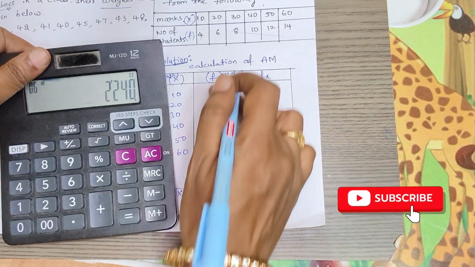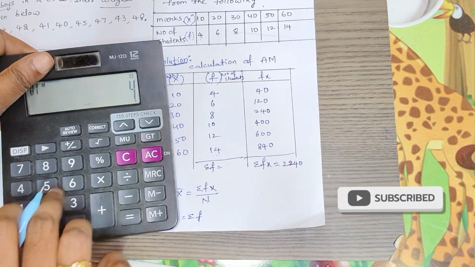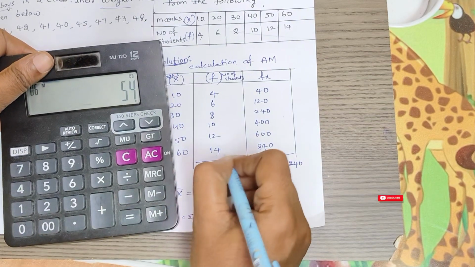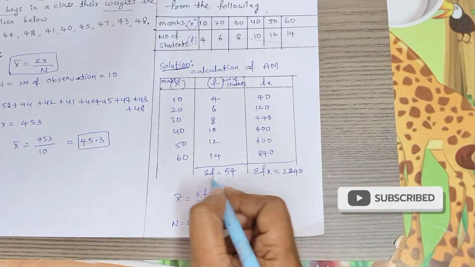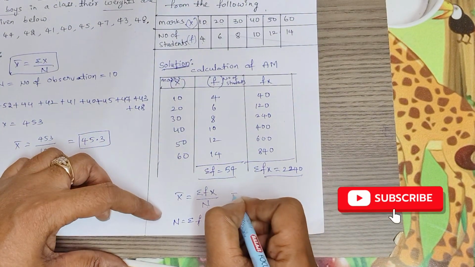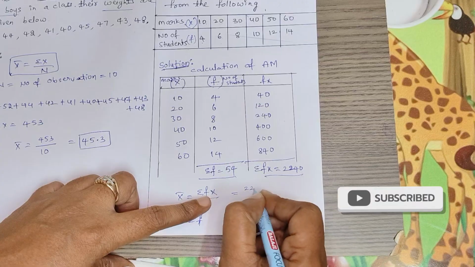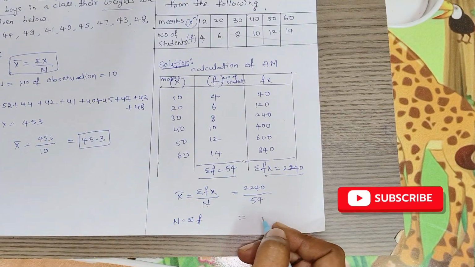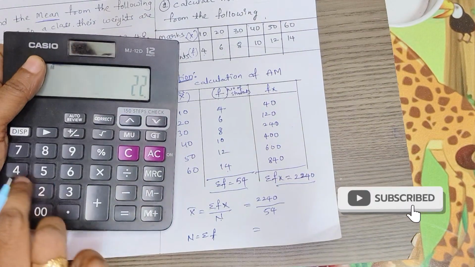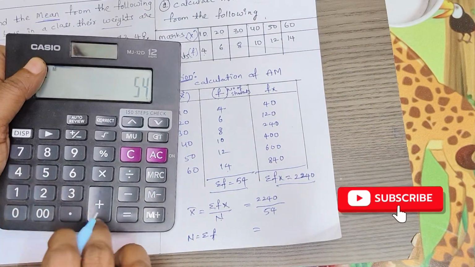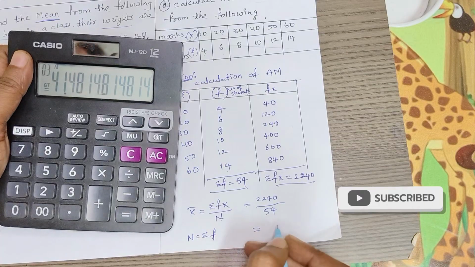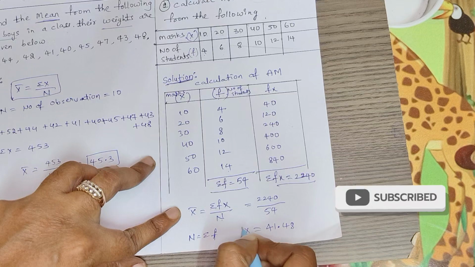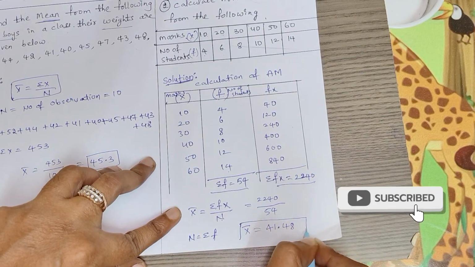Then what is the total of frequency? 4 plus 6 plus 8 plus 10 plus 12 plus 14 is 54. So apply these two values in the formula. Summation of fx 2240 divided by summation of f 54. So what is our answer now? 2240 divided by 54 is 41.48. So what is this? The mean value under discrete series.